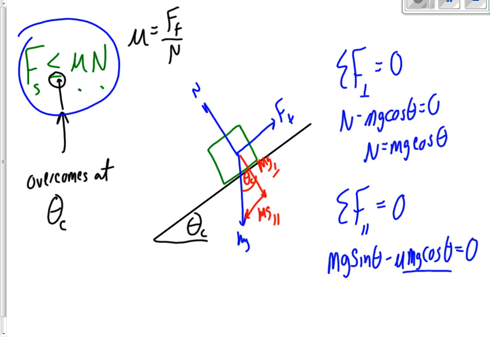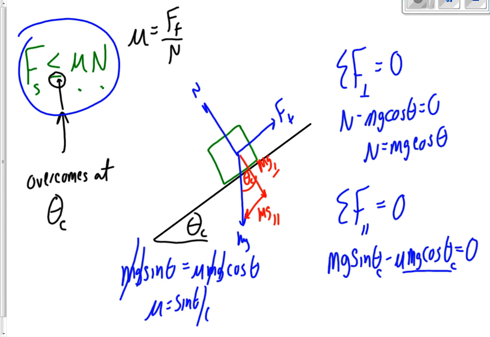Well, at that critical angle, let's put the little c's in there because this isn't all the time. This is at this special angle. Then mg sine theta must equal mu mg cosine theta, right? Solving for that equation, m cancels out, g cancels out. Mu equals sine theta over cosine theta. Well, what's sine theta over cosine theta? Tan theta.